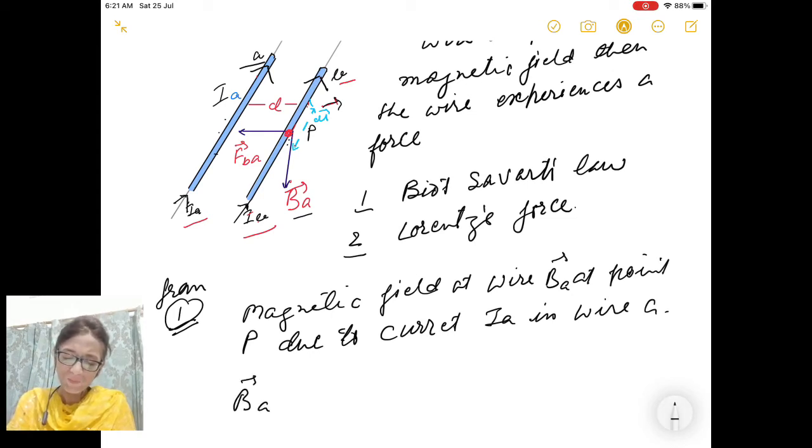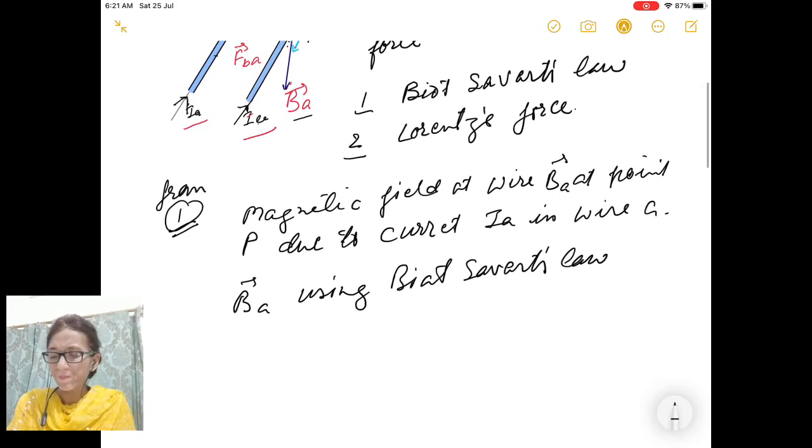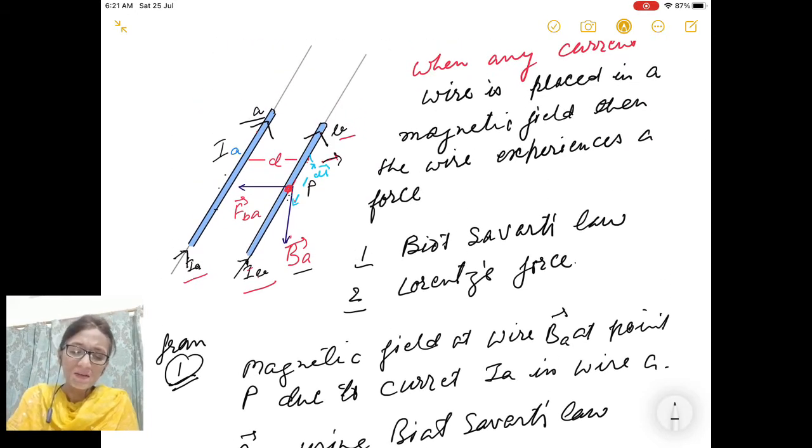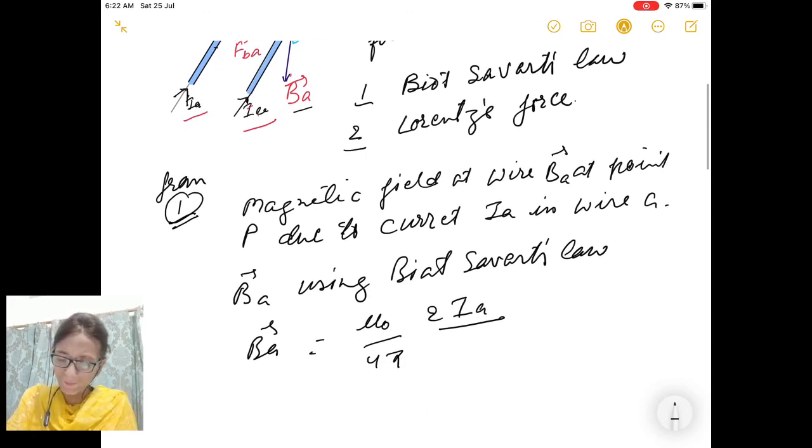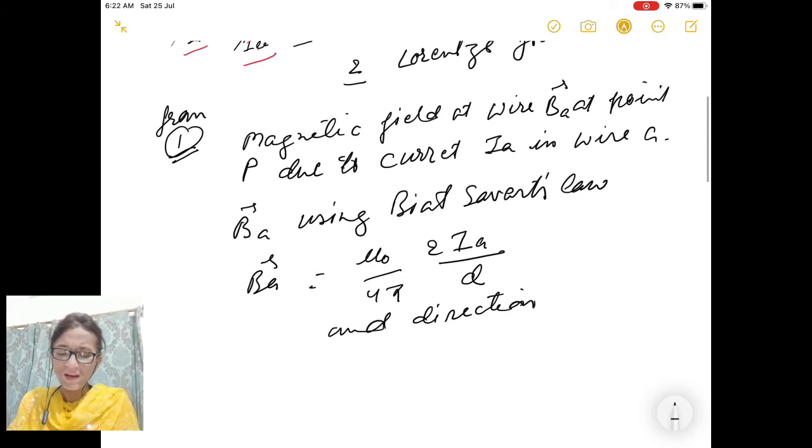Now BA, using Biot-Savart's law, is equal to mu naught upon 4 pi, 2I upon R, where I is your IA, and the distance between the point and the current carrying conductor is D. So here your distance is D. This is the magnetic field, and the direction can be obtained using the right hand thumb rule.